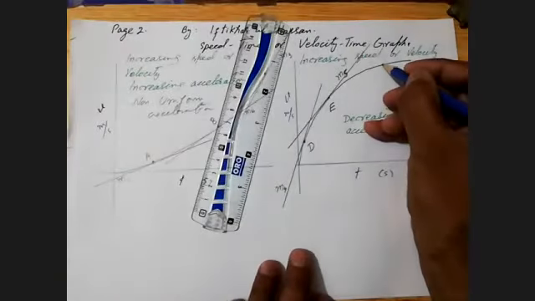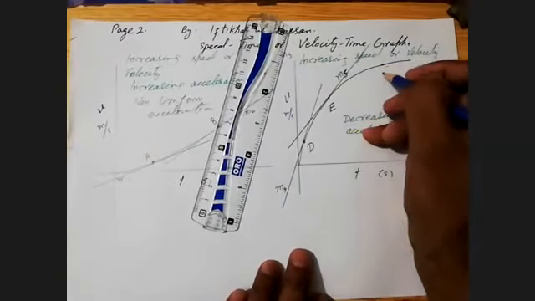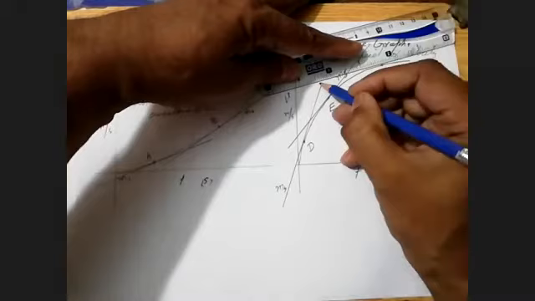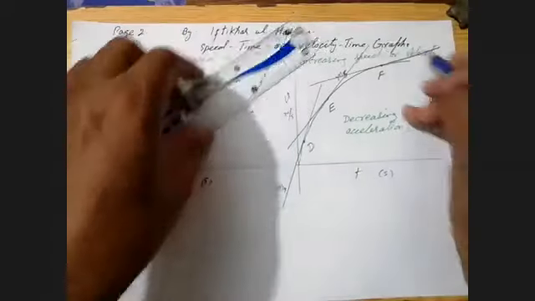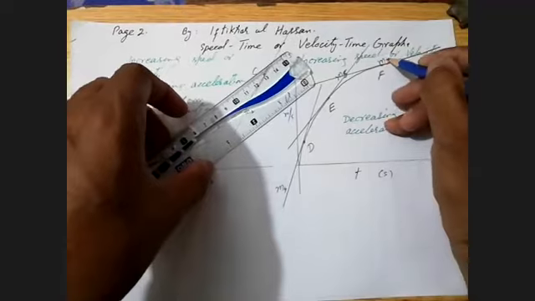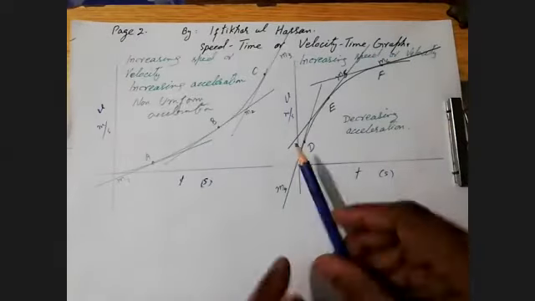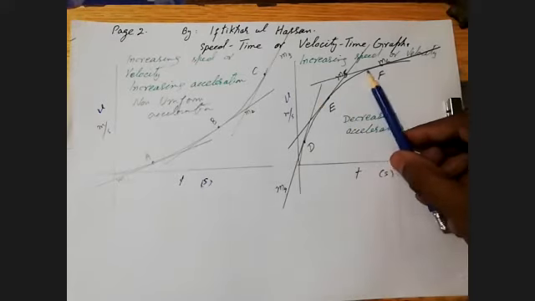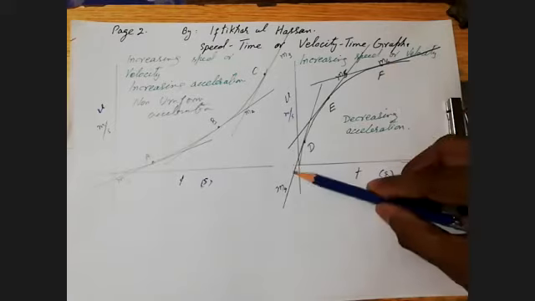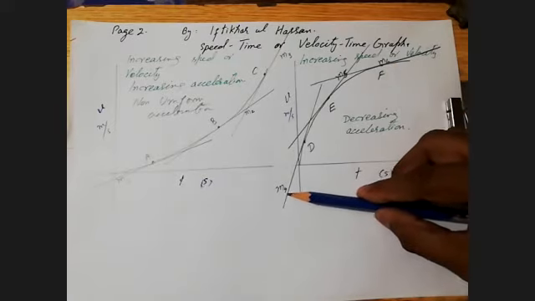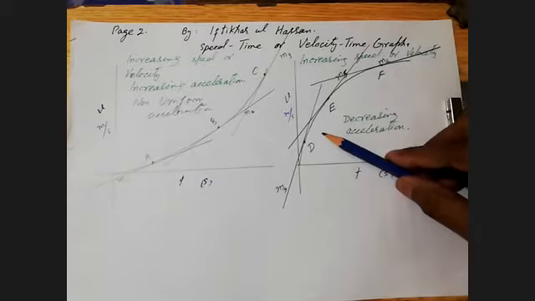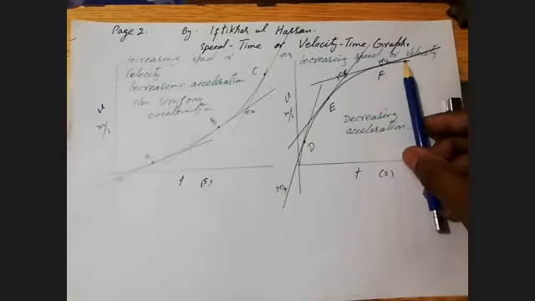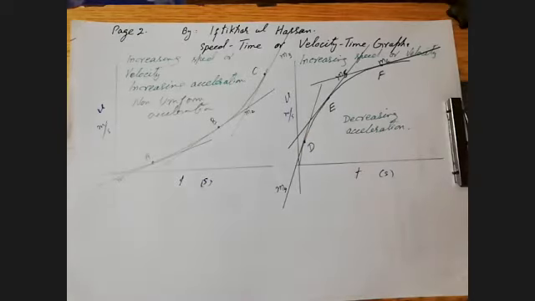Now, if I go here, say after A, D, E, I take a point F. Here I can draw another tangent. Say it is M6. You can observe that the value of the gradient is decreasing as we go along the curve in the upward direction. As you know, the gradient of this straight line gives you the acceleration, so the acceleration is also decreasing. So this is the case of decreasing acceleration.